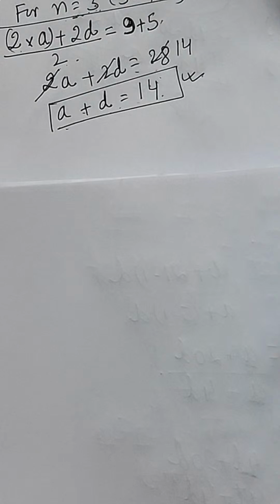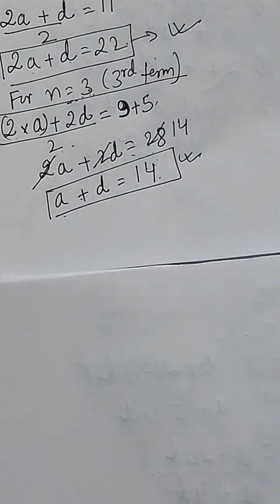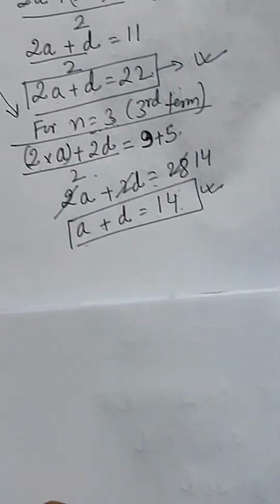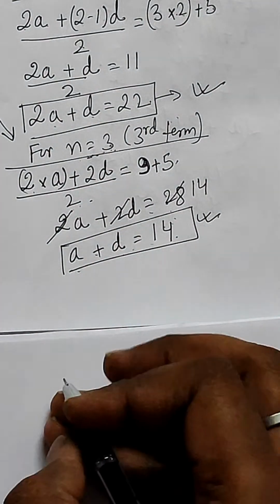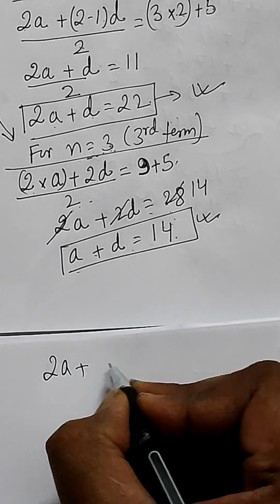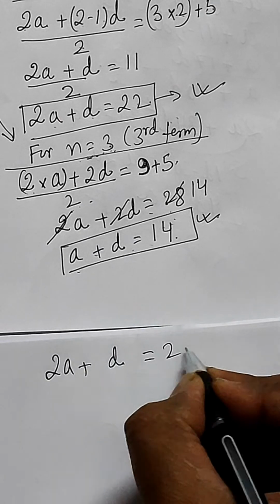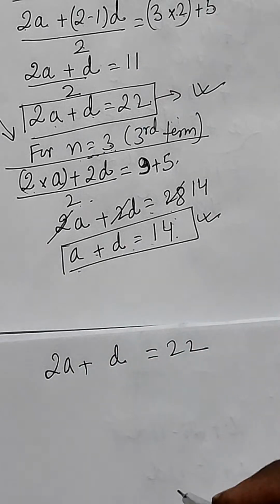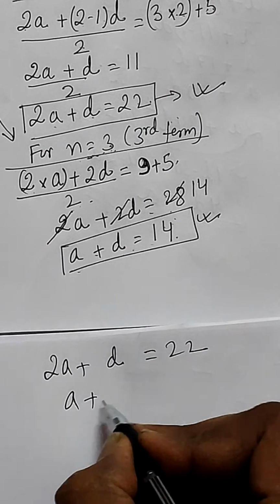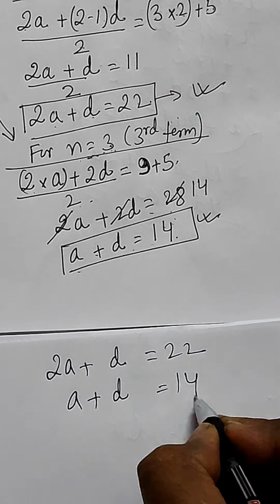Just bear with me for a fraction of a second. So here you can see I am showing you both the equations so that you will be able to understand. Earlier, 2a plus d equal to 22, and the latter equation which we derived is a plus d equal to 14. So a plus d equal to 14, right?